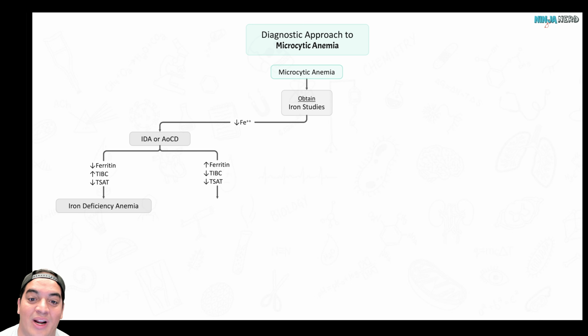On top of that, the transferrin saturation goes down because you have less of the transferrin and less of the iron that's available to bind to it. And so because of that, this is what establishes most likely the diagnosis of anemia of chronic disease.